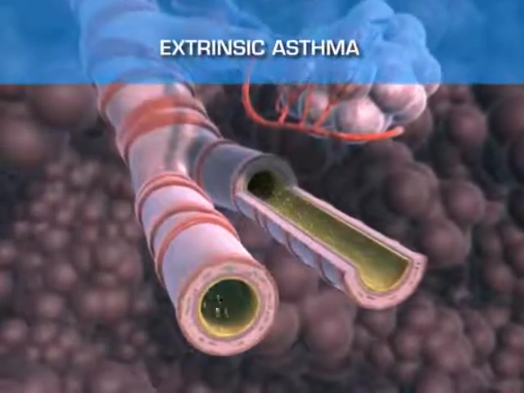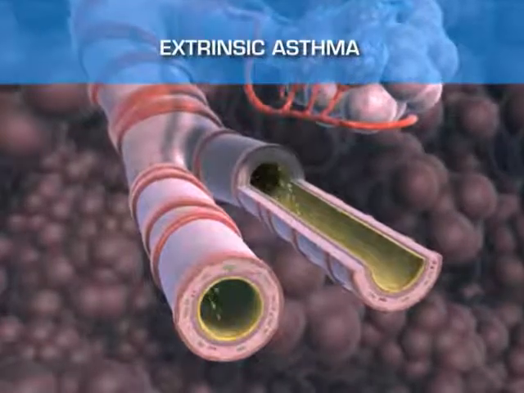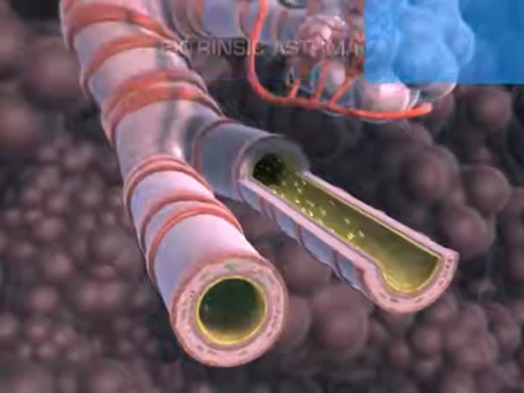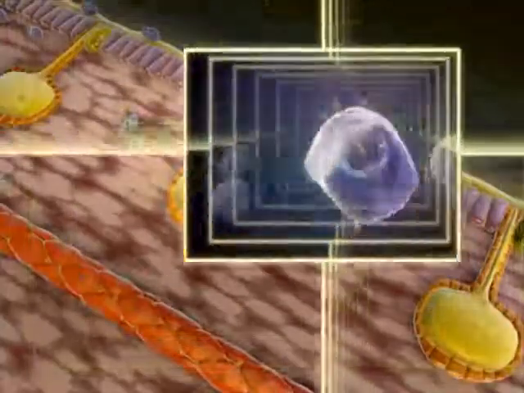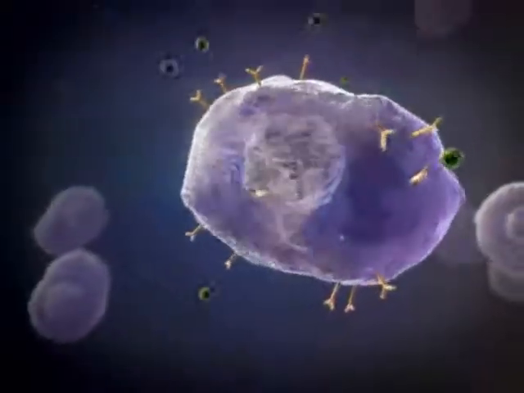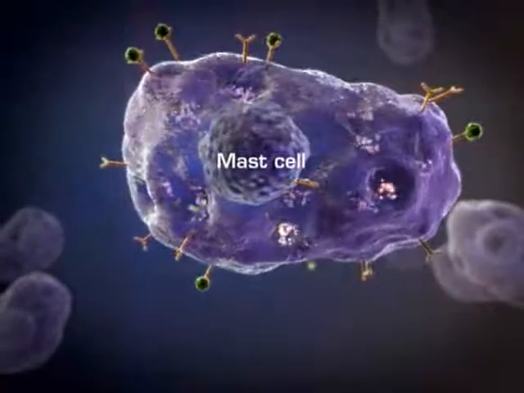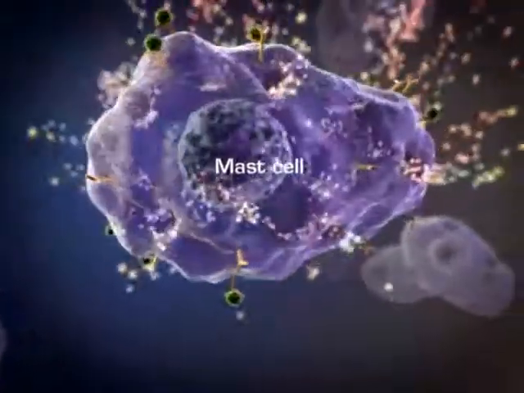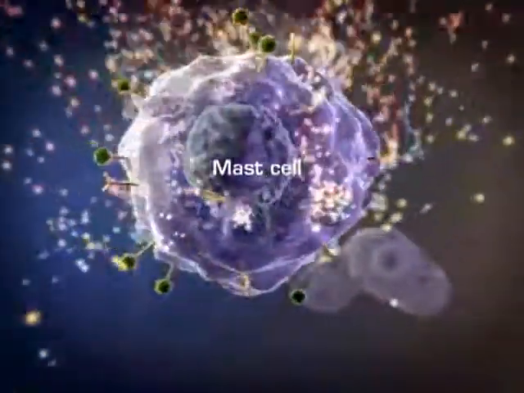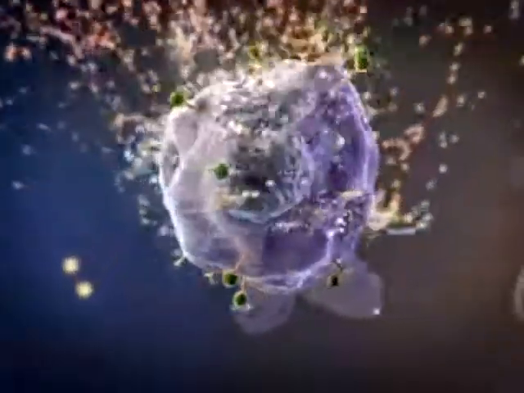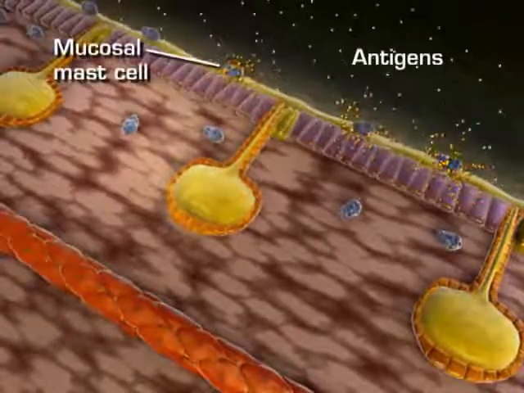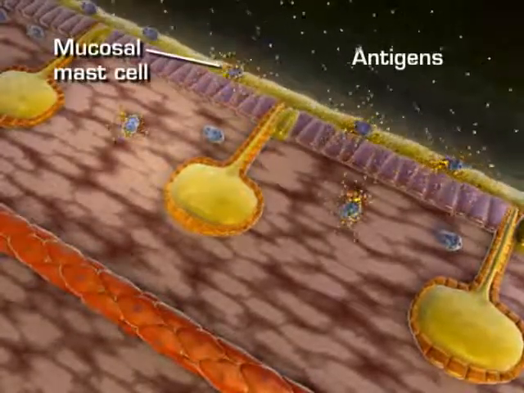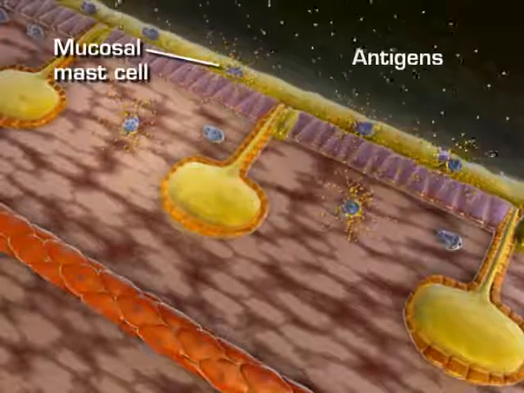Extrinsic, atopic asthma, is initiated by a type 1 hypersensitivity response to an extrinsic antigen. An antigen binds with a mast cell and causes mast cell degranulation with release of histamine, leukotrienes, interleukins, and prostaglandins, resulting in inflammation and bronchospasm. This airway inflammation in turn produces airway edema, epithelial injury, and impaired mucociliary function.